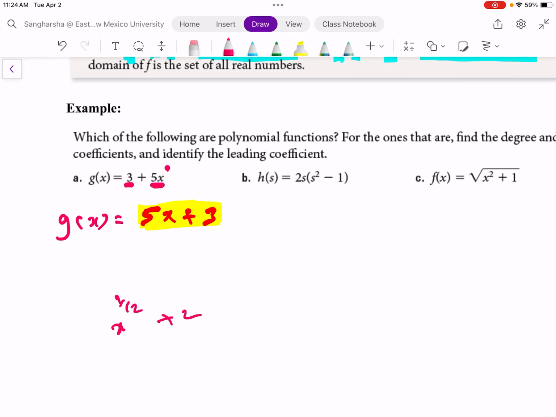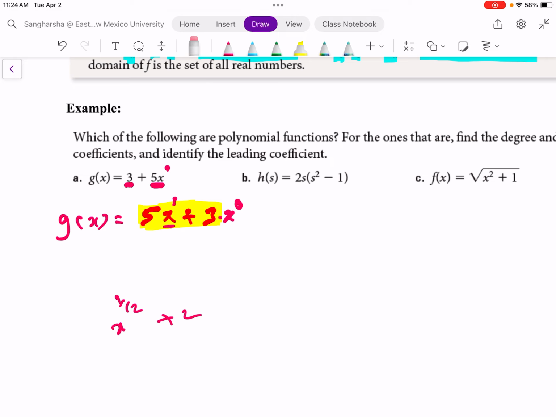We have 2 terms, but the key here is that we need to check the exponent. We want our exponent to be a whole number. So what is the exponent of this x? It's 1, right? And 3 can be rewritten as 3 times x to the power 0. So we have 0 and 1 as exponents, and 0 and 1 are whole numbers. That's the key here: we want the exponent of the input to be a whole number. If you find a whole number, it's a polynomial. So yes, this is a polynomial function.